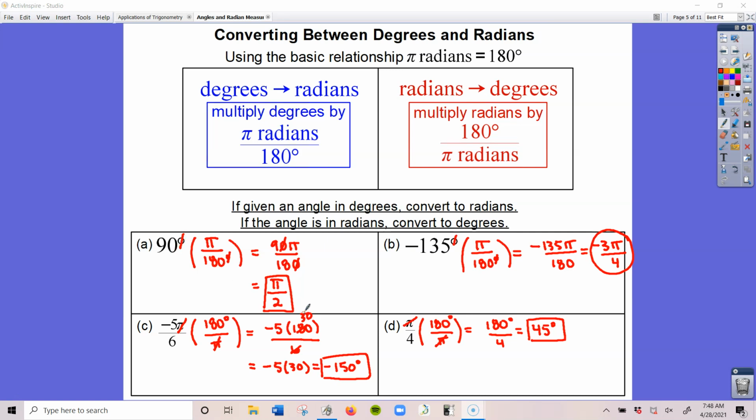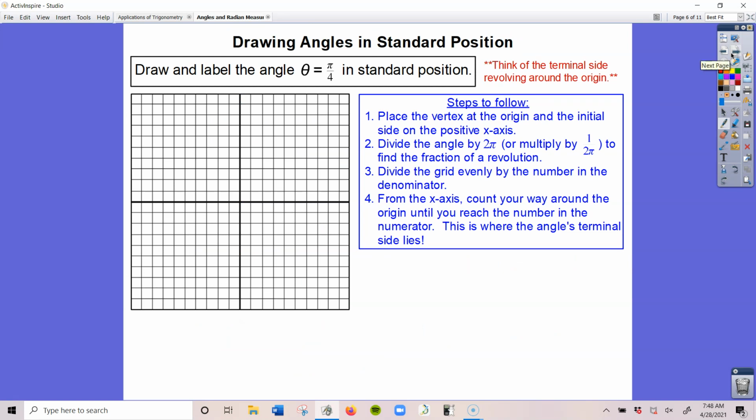Now that we have established what degrees and radians are, let's look at how to draw our angles in standard position. So first of all, we want to draw and label the angle theta, which is equal to pi over 4. I have here some steps for you to follow. First, we're going to place the vertex at the origin and the initial side on the positive x-axis. Then you're going to divide the angle by 2 pi, or multiply by 1 over 2 pi, which is the same as dividing by 2 pi, to find the fraction of a revolution.